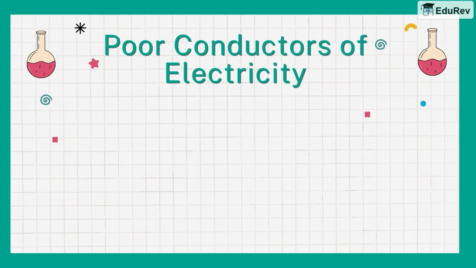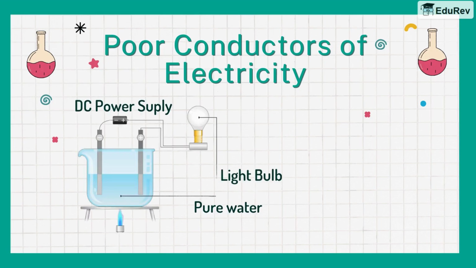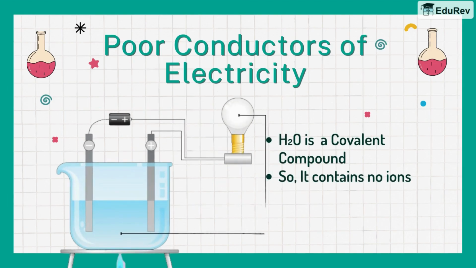Alright, the next important property of covalent compounds is that they are poor conductors of electricity. Let me give you an example. In a beaker, we have put pure water and have connected the bulb through the circuit. Tell me, will it glow? Now, this does not contain any ions, right?